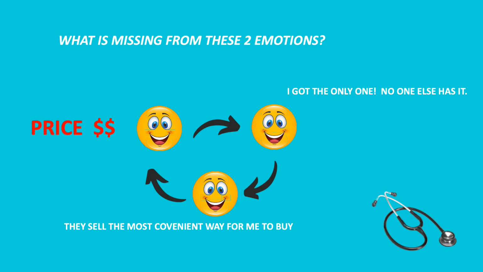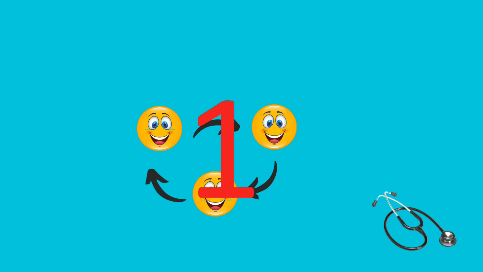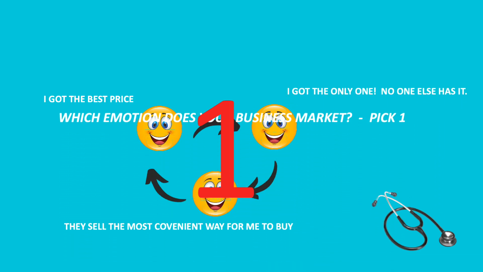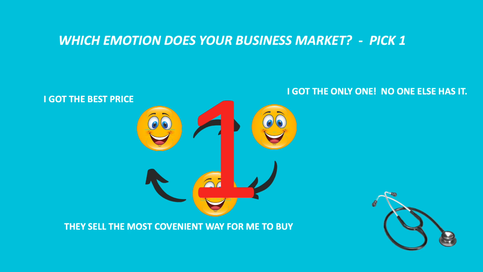Now, one of the most important lessons to learn from these three buying emotions is that you can only pick one as your differentiator. So which emotion does your business market? You can only pick one. You cannot target all three emotions in your marketing. Walmart does not talk about being the only one to sell an item. They talk about price. Amazon talks about convenience.